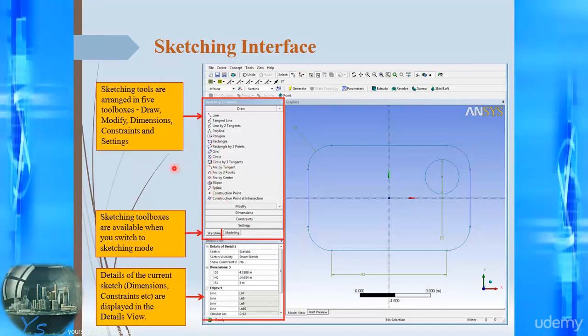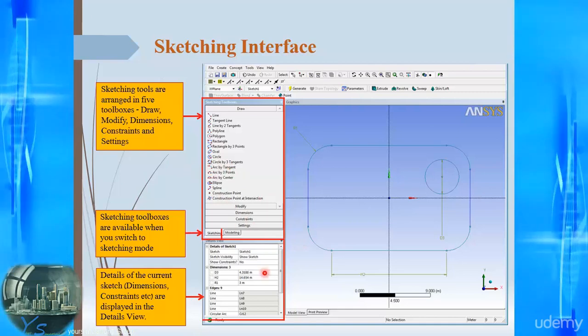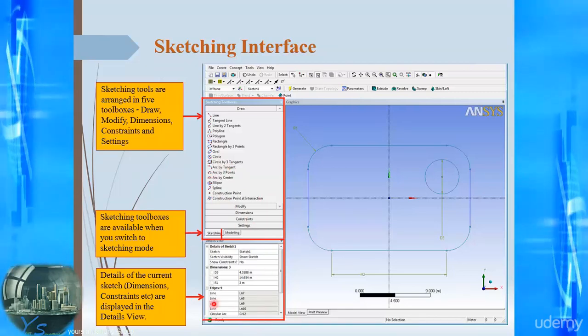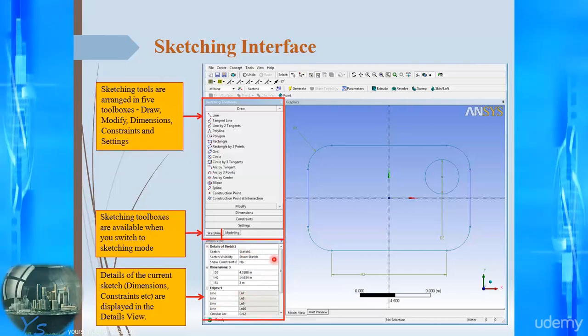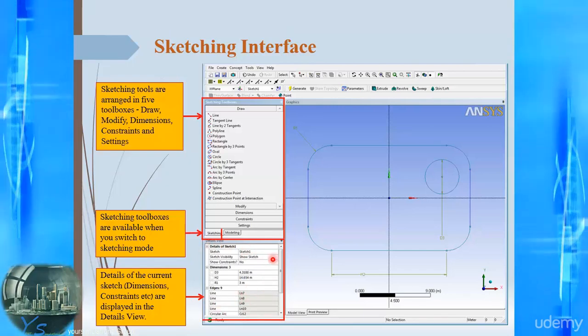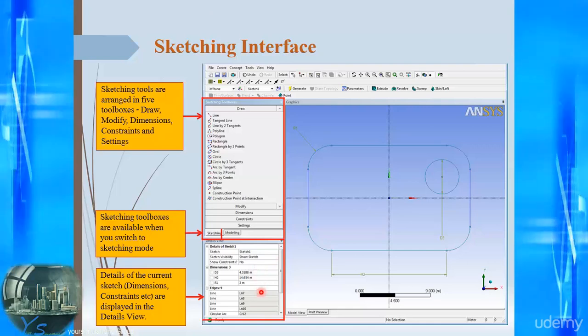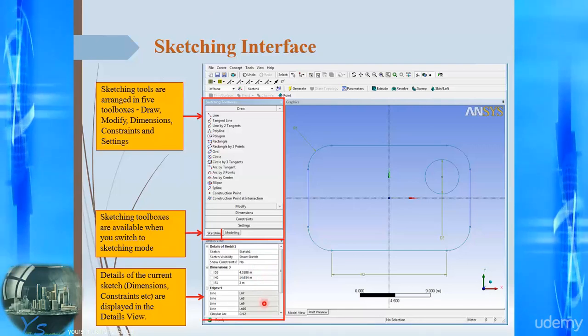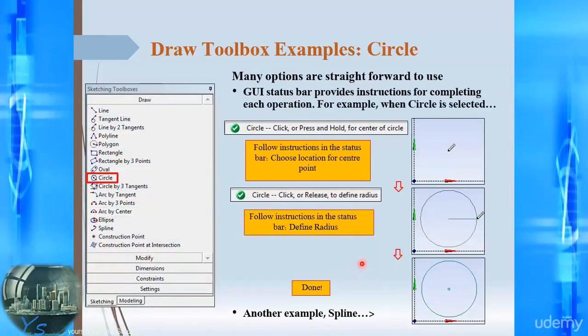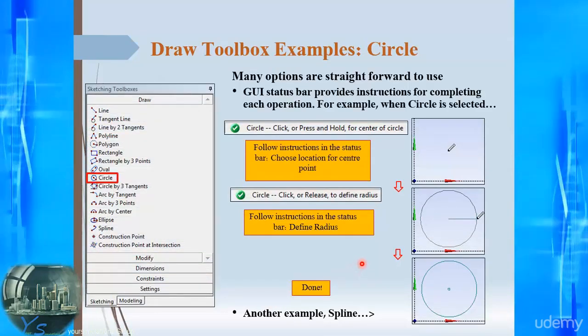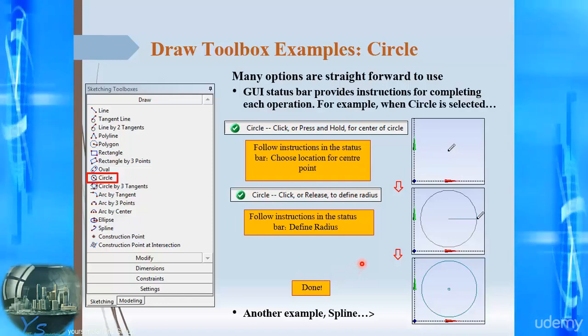Similar to the modelling mode, we also have a details view here for details of the current sketch. If we need to check on any details here for that particular sketch, or make any modifications, we can do that down here.